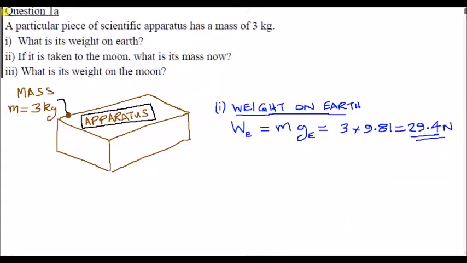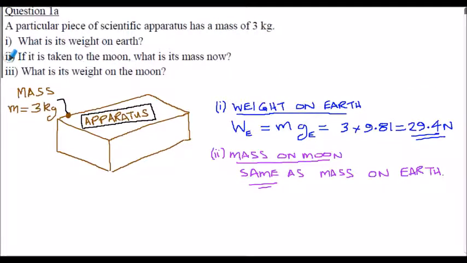Okay, so question 1a is the solution. Our particular piece of apparatus is 3 kilograms, so I have a mass of 3 kilograms on my apparatus. The first part of the question, we're asked to calculate the weight on Earth, so it's simply going to be weight is equal to mass times the gravitational acceleration of the Earth. So the mass in this case is 3 kilograms, gravitational acceleration 9.81 meters per second squared. So multiplying the numbers, the weight on Earth of the apparatus is 29.4 newtons.